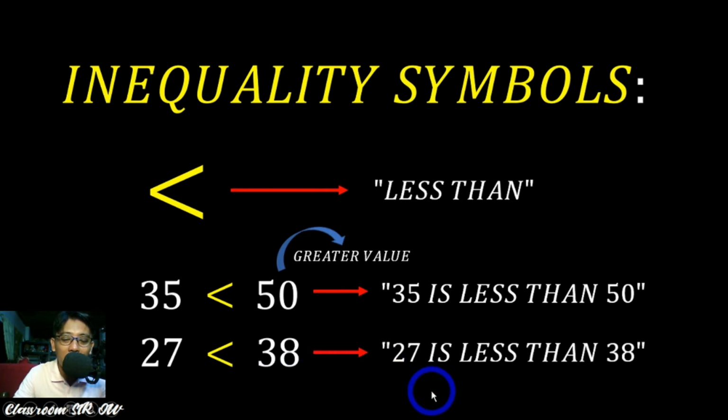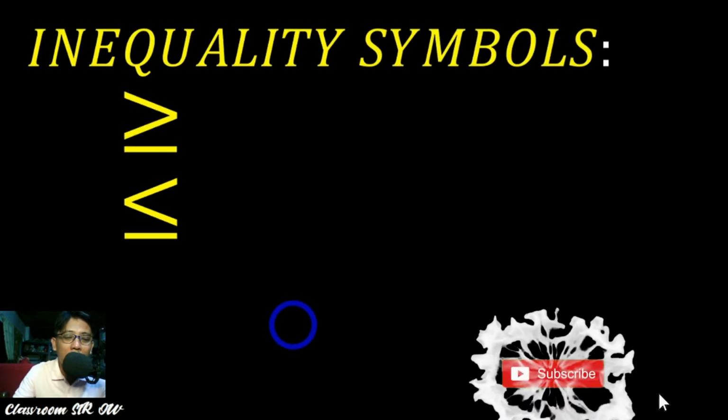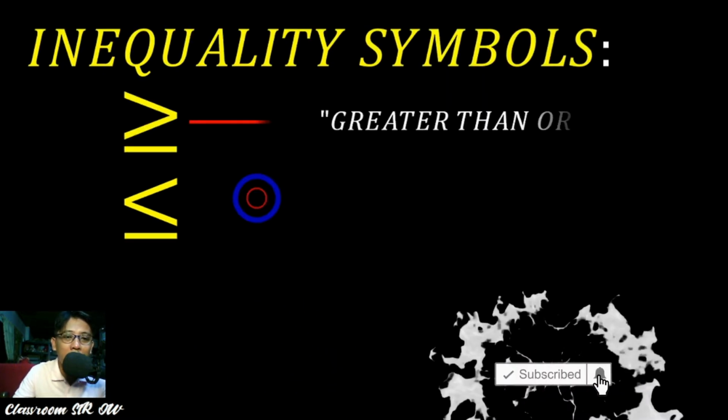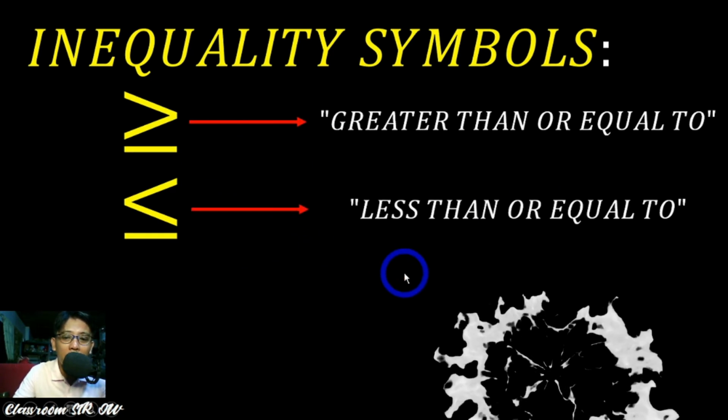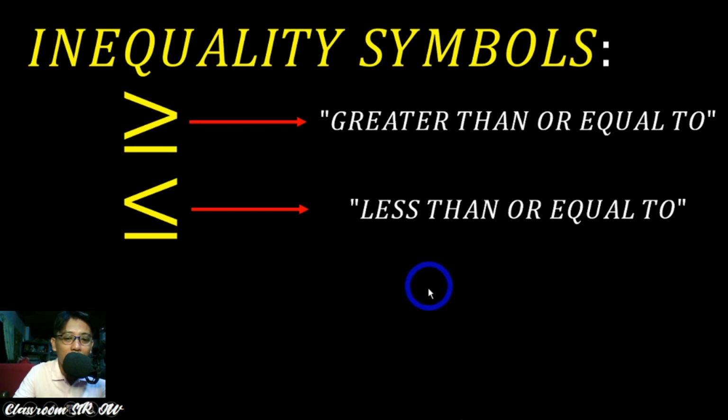So this is read as 27 is less than 38. So 38 is of greater value than 27. Another symbol that you will encounter also is these symbols. This is read as greater than or equal to, and this is also read as less than or equal to.